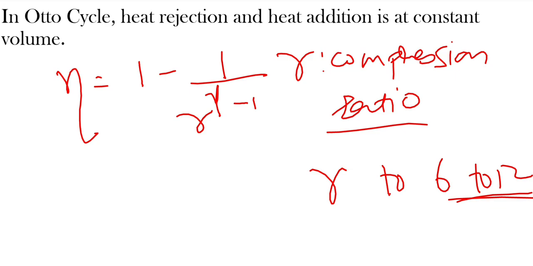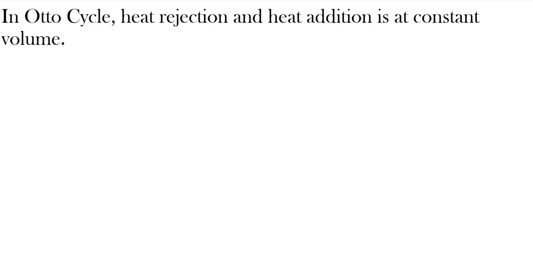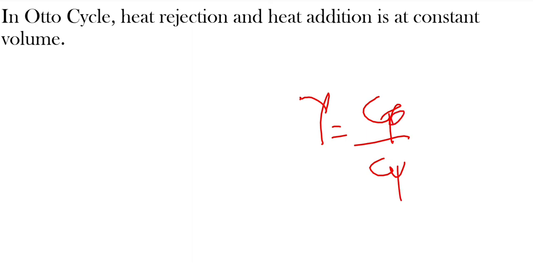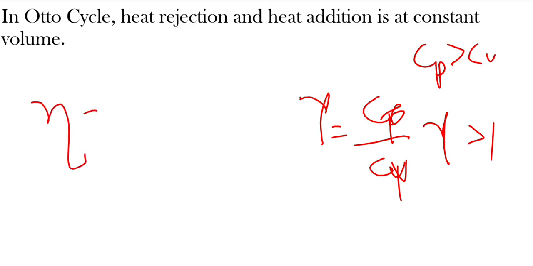And what does the gamma stand for? Gamma is a constant, gamma is equal to Cp upon Cv, constant pressure and constant volume, and Cp is always greater than Cv, so gamma will always be greater than 1. So what is the efficiency? Efficiency is equal to 1 minus 1 upon R raised to gamma minus 1. This is the end of the Otto cycle.